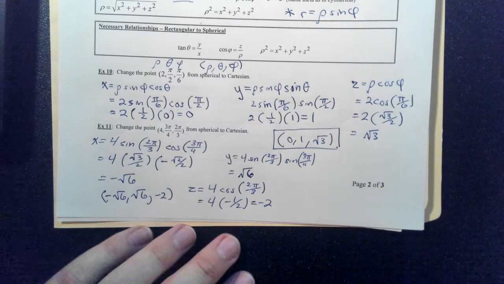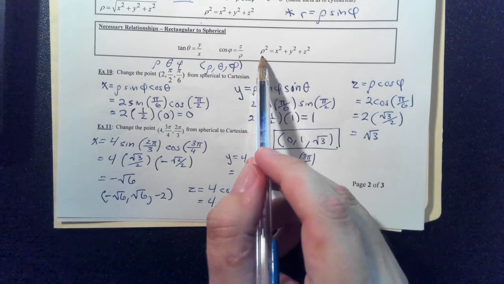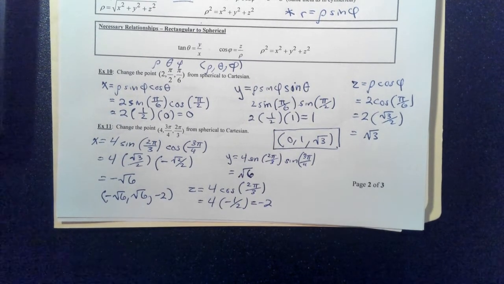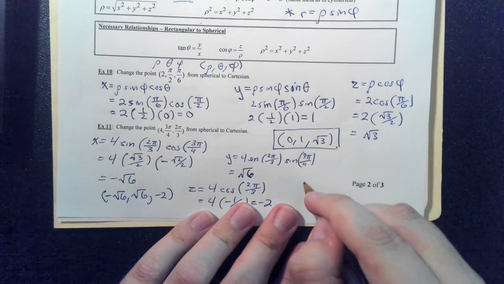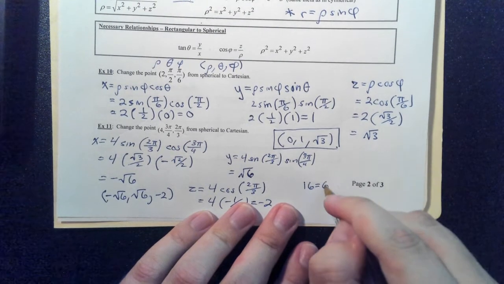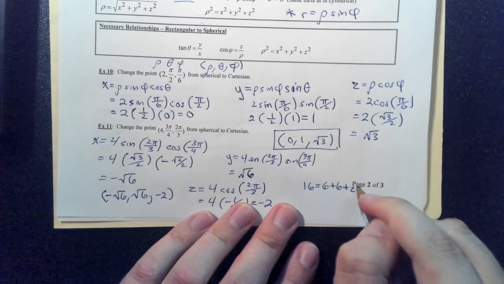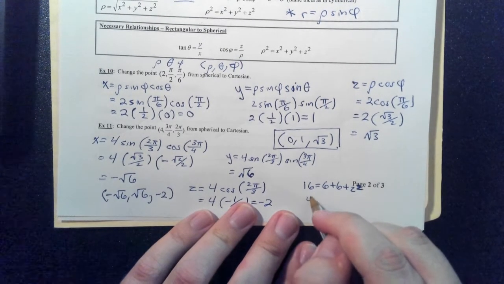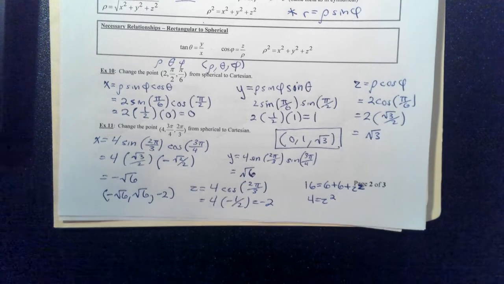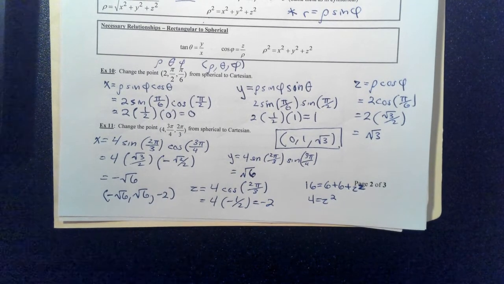As I said a moment ago, in theory you could consider that rho squared is x squared plus y squared plus z squared, but where you'd run into trouble with that is you would have 16 is equal to 6 plus 6 plus z squared, which would mean then that 4 is equal to z squared. You have no idea whether that's a positive 2 or a negative 2.